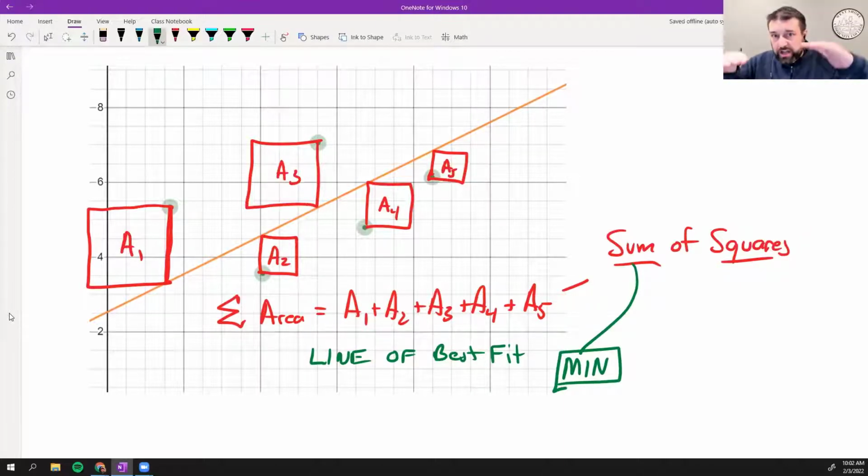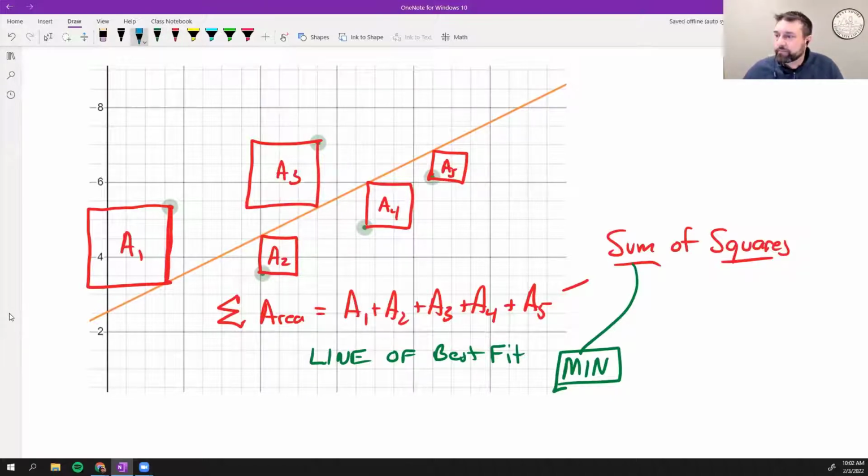So if you wiggle this line around, the areas of those squares will change. And the line of best fit is the line that gives you the minimum sum of squares. So when these areas are minimized, when you get the smallest area, that is the equation for your line of best fit.